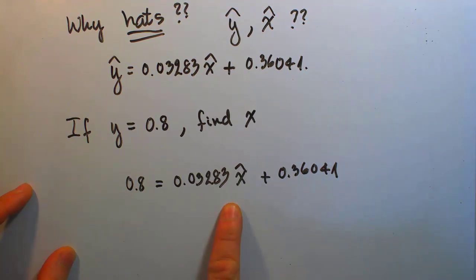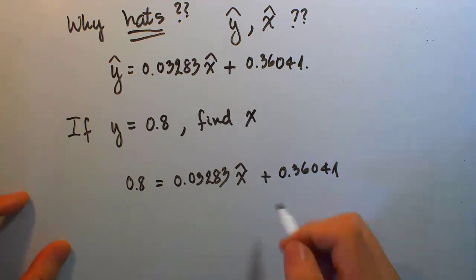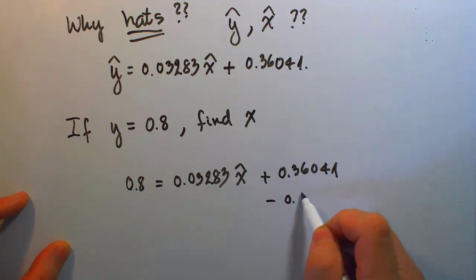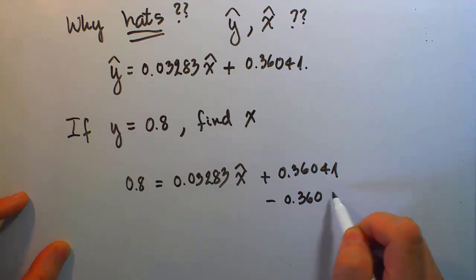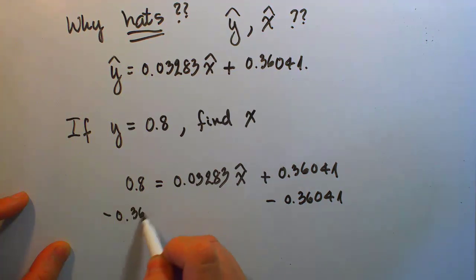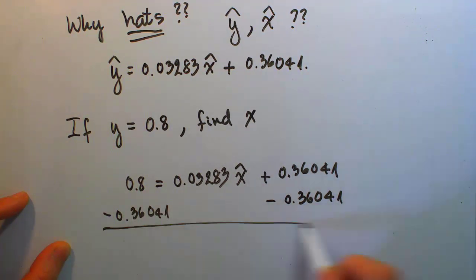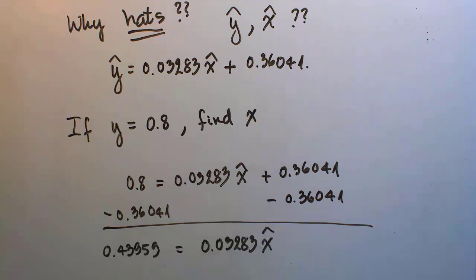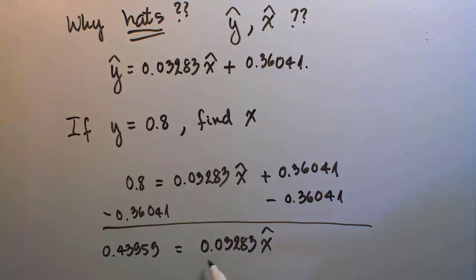And so what we realize here is we produce for ourselves a linear equation to solve. Taking the 0.36041, subtracting that from both sides, we end up with 0.43959 equals 0.03283 x. And the last step here is just standard equation solving, dividing both sides by 0.03283.